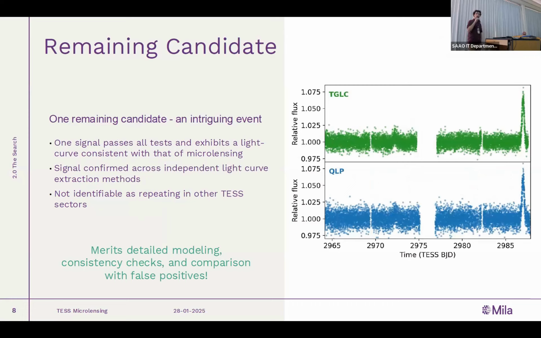Okay, so starting from 7.5 million light curves, after going through this, as well as some pixel level vetting that I can't really get into, and lastly, manual vetting of a couple hundred signals, we end up with one remaining candidate, which is quite intriguing because it exhibits a light curve that is very consistent with that of microlensing. This is confirmed across independent light curve extraction methods and is not identifiable as repeating in other test sectors for which this source appears, of which there are two others. So at the very least, this merits some detailed modeling, consistency checks, and comparison with known and unknown false positives.